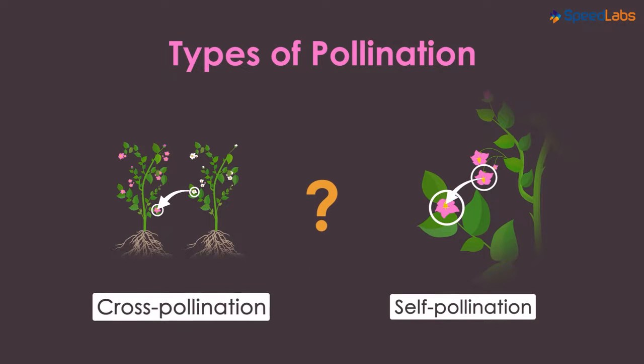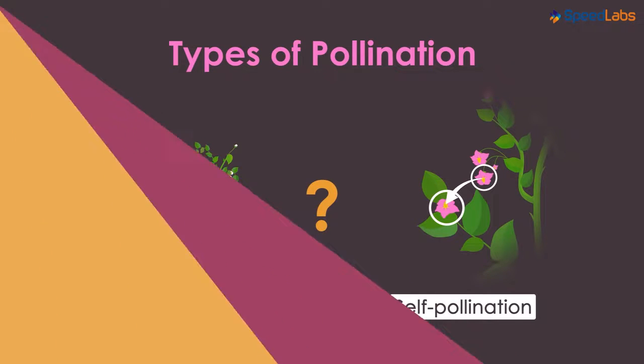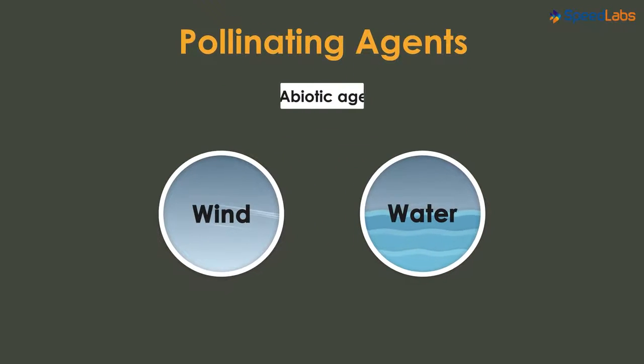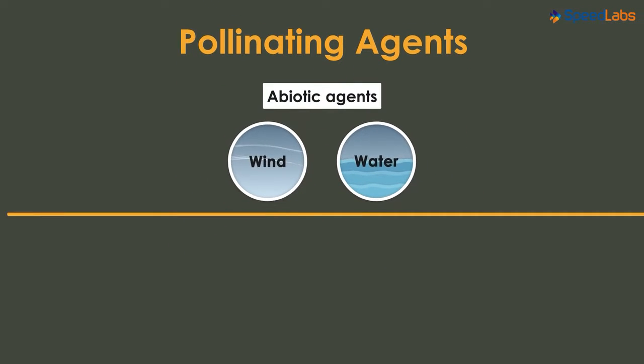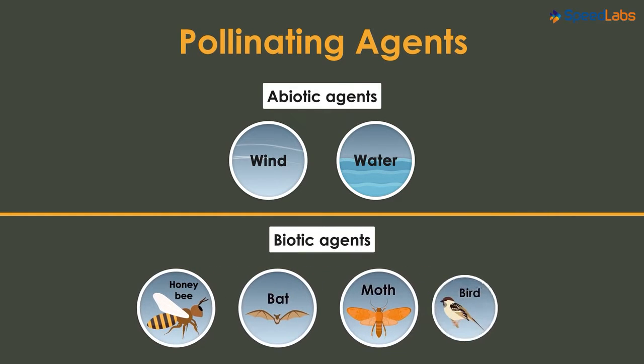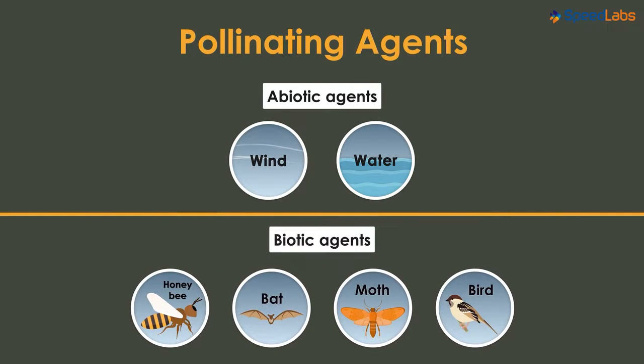Can you guess how this process of transfer of pollen grains occurs? For this, there are several agents which aid the process. Agents such as wind and water are the abiotic ones. On the other hand, biotic pollinators such as bees, bats, moths, and birds also help in the process.